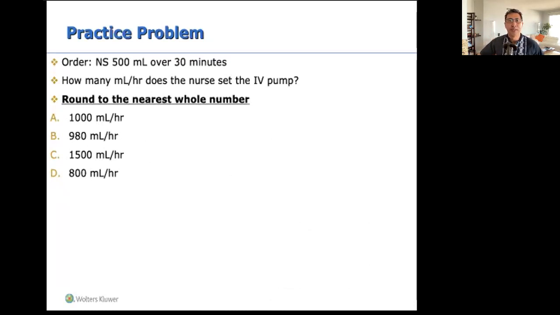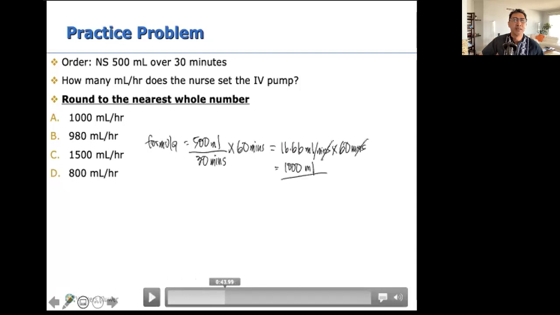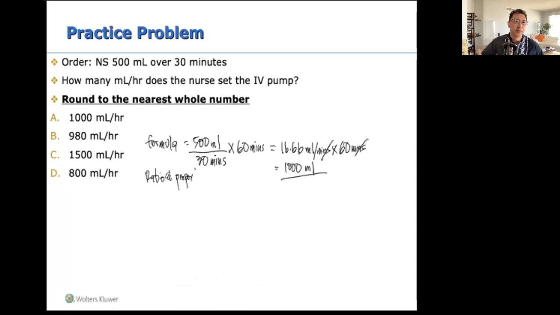I think I did it 3 ways here: the formula way. I'm going to fast forward this. 500 mLs over 30 minutes times 60 is 16.66 times 60 minutes is 1,000 ml. Okay, well, we can watch me work out the ratio and proportions here.